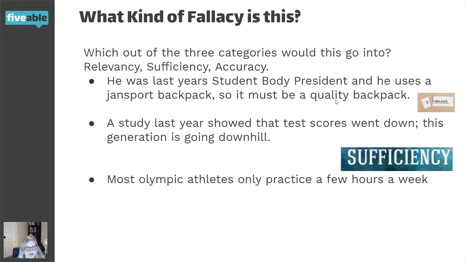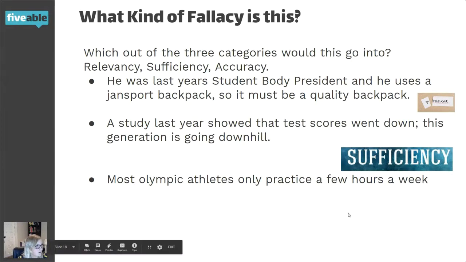It is sufficiency. So you could argue that this generation is the worst and going downhill, and a study that test scores are consistently going down may be a piece of evidence you can use, but you can't use that alone. I don't know if you guys take psychology or biology, but pretty much any science will teach you that correlation does not equal causation. So that's kind of the fallacy going on here.